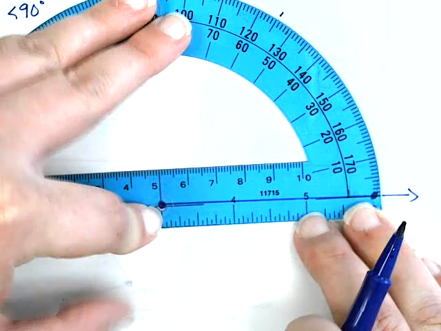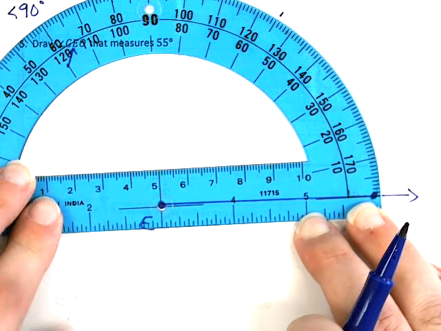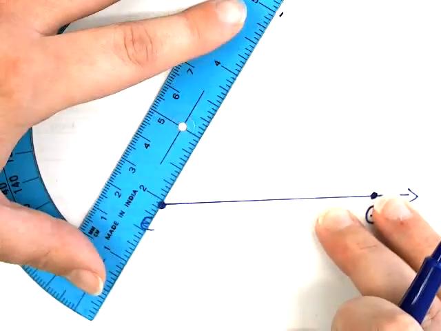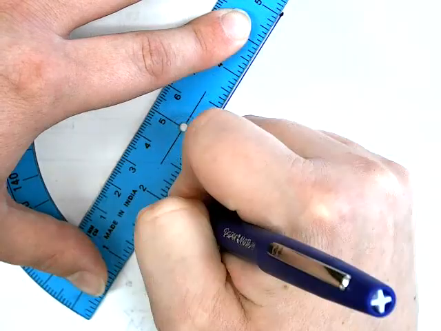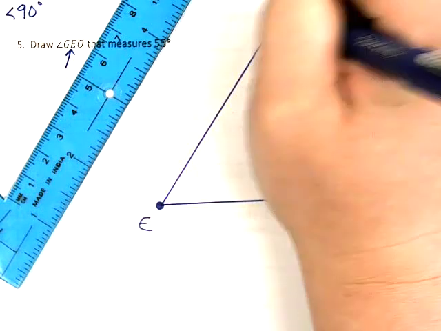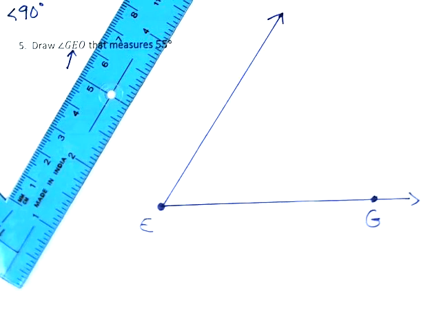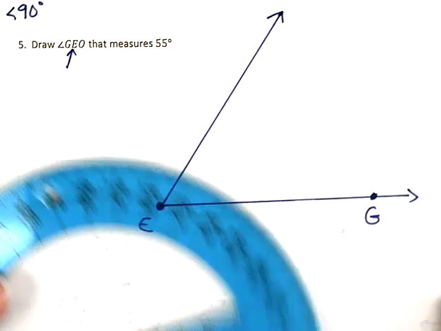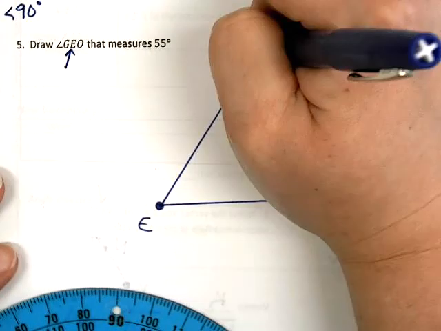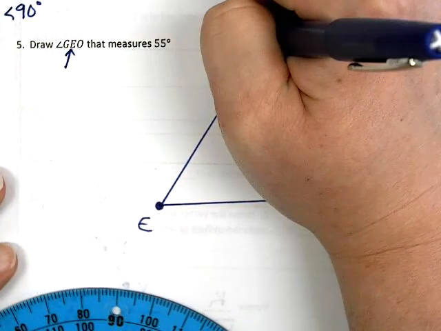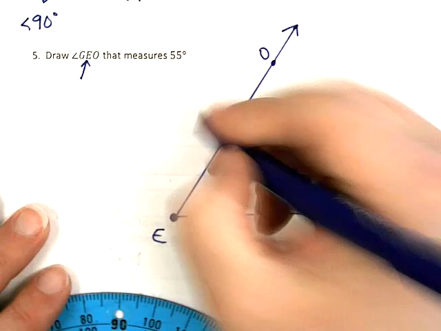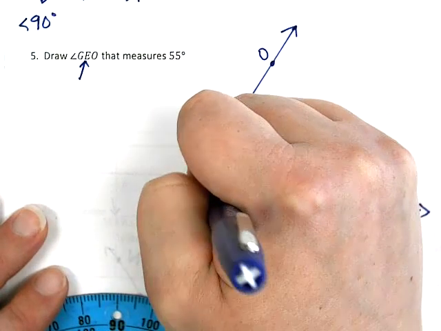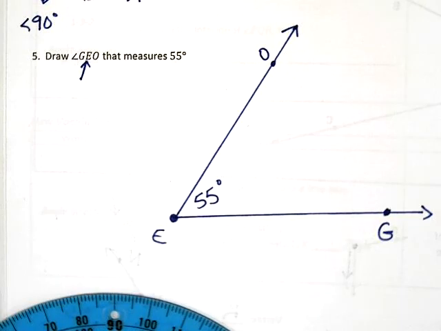All right, now I just have to connect my vertex to that point that I just found. Again, use your straight edge. It's a ray, which means I need an arrow, and I have to actually label that side. That needs to be my other side. That is O. All right, so this angle right here, we just drew it so that it measures 55 degrees.